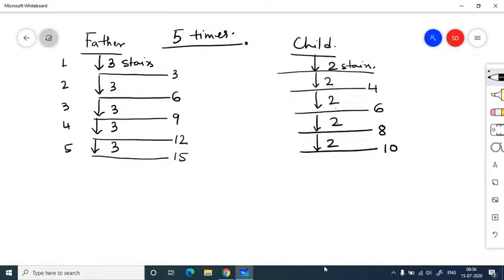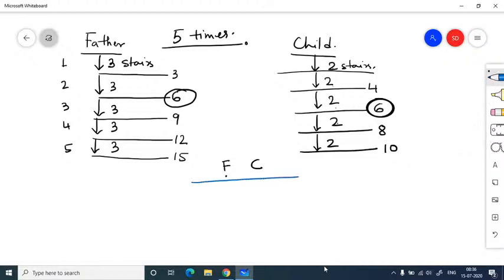Now see, here we have a 6 and here also we have a 6. What does this mean? It means that if the father and the child start jumping the stairs together, at the 6th step, they will come together again. See, I'm giving you an illustration.